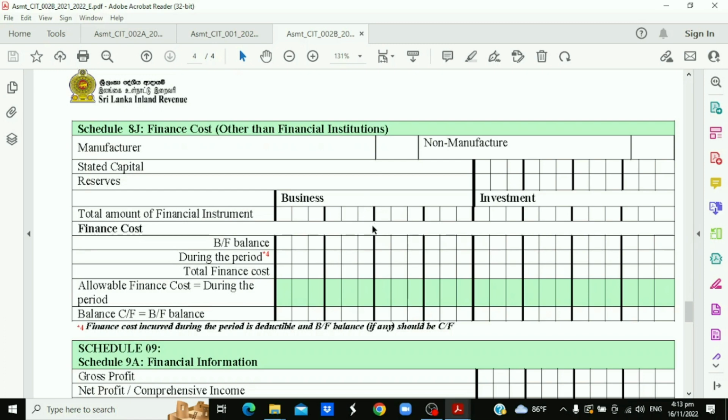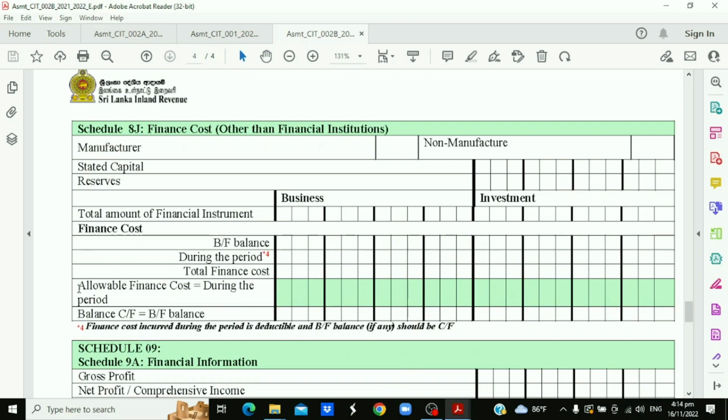But this year there's a specific provision, right, for some benefits for the entities. Whatever the finance cost incurred within this period is able to be deducted entirely without concern about this limitation, right? This is only applicable for 21-22. This is only applicable for 21-22, right?